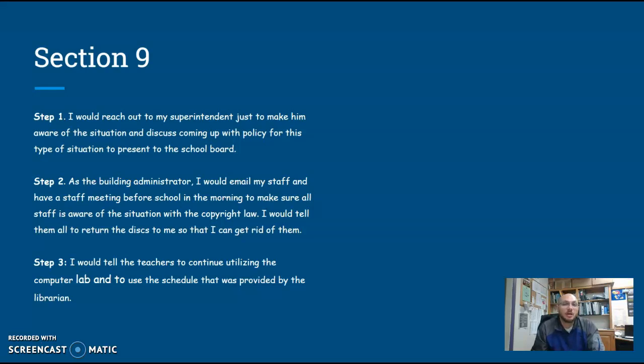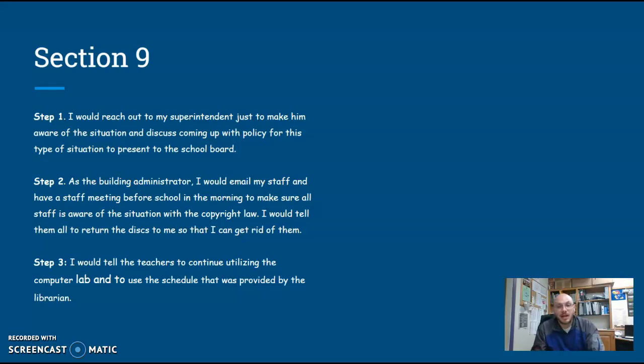And then come up with, this is what I left out, maybe try and brainstorm ideas on how to come up with the money for that software. If we need to do another fundraiser, or talk to the school board, whatever the case is, figure out how we can do this without breaking the law. Step 3, I would tell the teachers to continue utilizing the computer lab and to use the schedule that was provided by the librarian until we can come up with that extra software to put in their classroom.